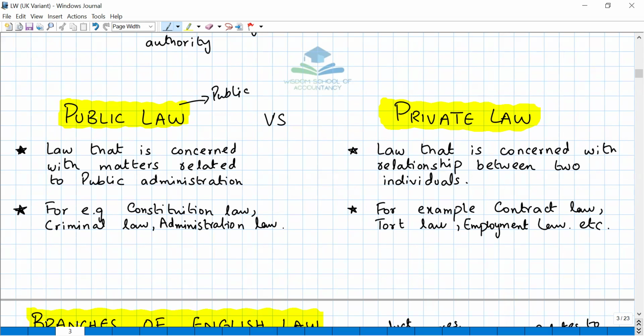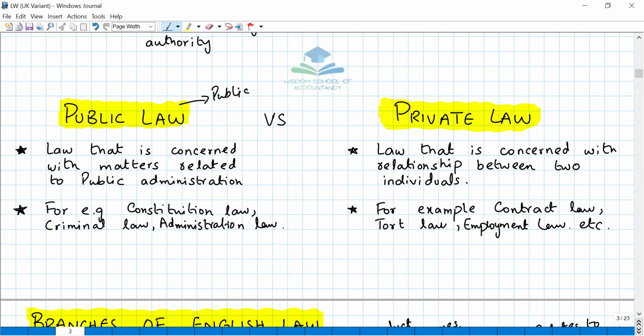The other type of law is private law. It is law concerned with the relationship between two individuals. It is not applicable to the general public, but only to two individuals. For example, contract law. If you and I have made a contract, and let's say I breach the contract, then the law will tell us how to behave just between the two of us. Contract law is not applicable to the general public. It is only applicable to the parties of the contract. So that law is concerned with the relationship between two individuals.